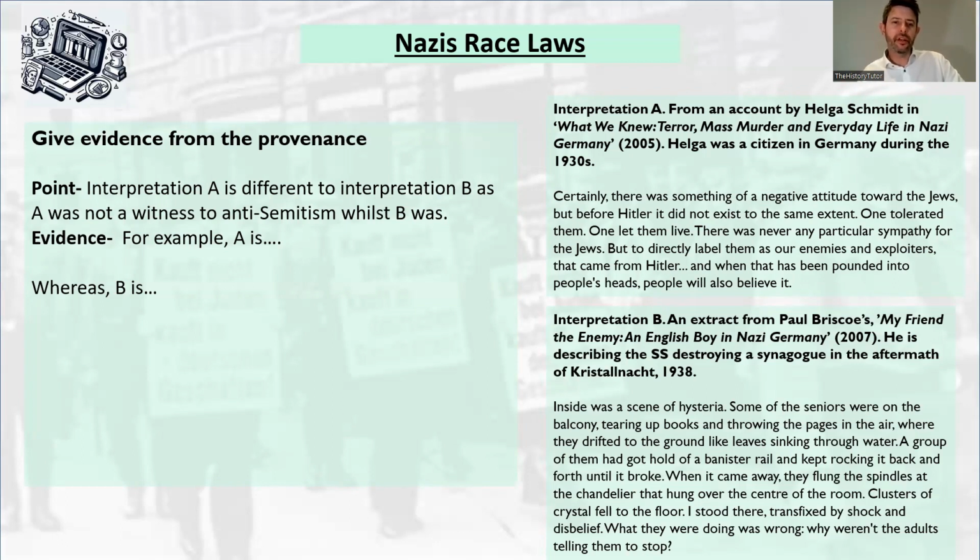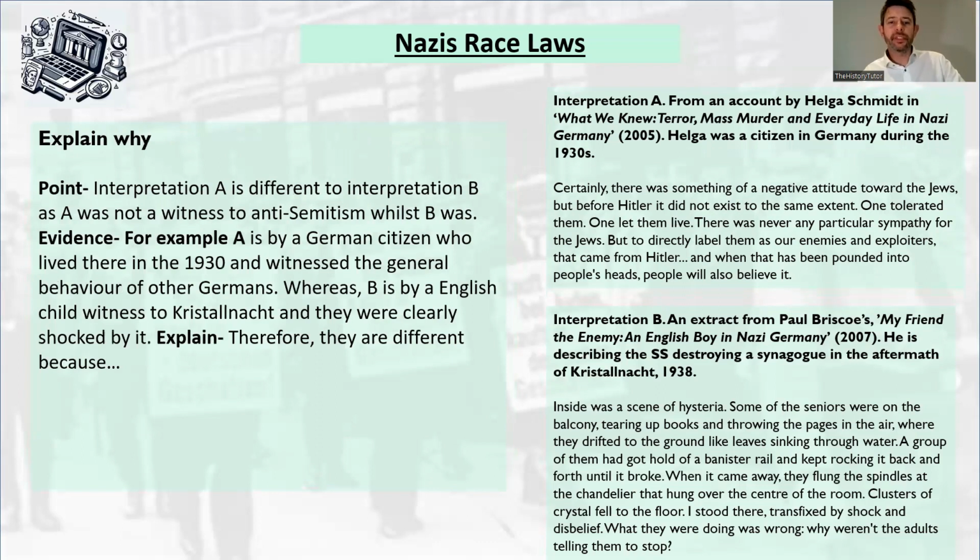Here's my idea. So, for example, A is by a German citizen who lived there in the 1930s and witnessed the general behavior of other Germans, whereas B is by an English child who witnessed Kristallnacht and they were clearly shocked by it. Okay, so very different provenance, of course. So they're going to have very different opinions. Their upbringing, their lives, very different.